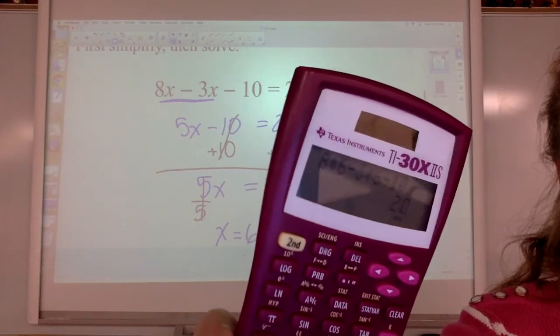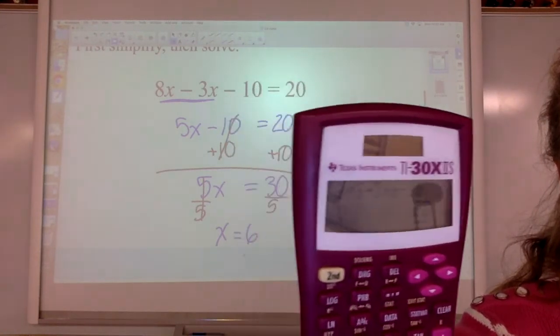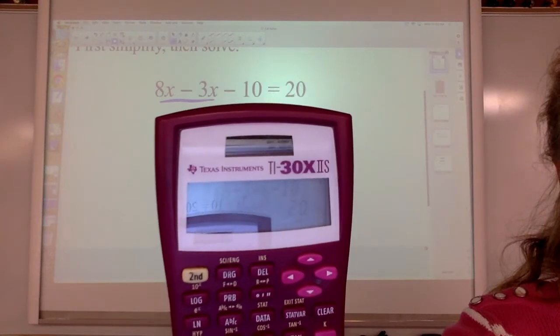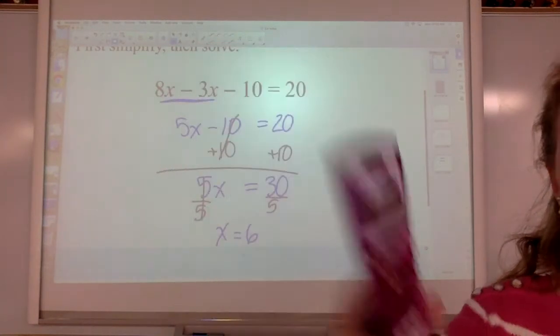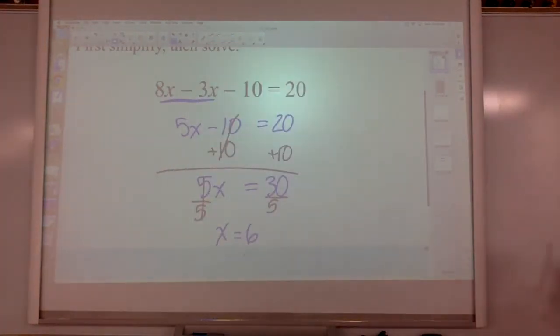I'm trying to get rid of the glare there for you, but it's not really working. Equals 20. Maybe if I put it, oh, that's worse. Anyway, type it into your calculator. Prove that you got it right before you go on to the next round.